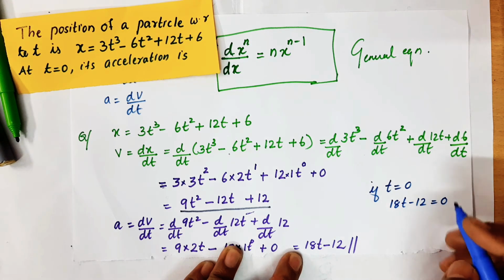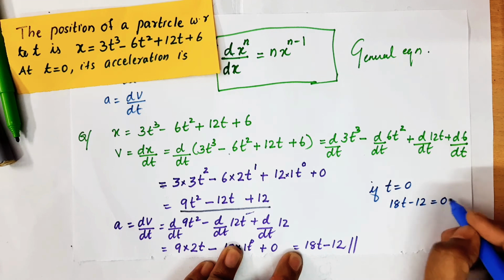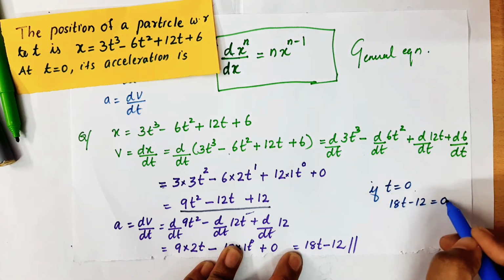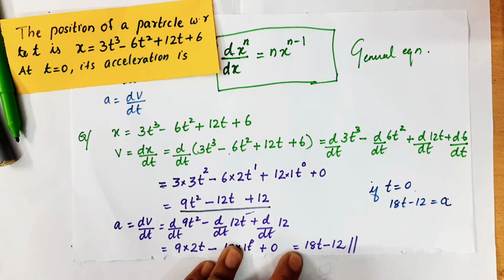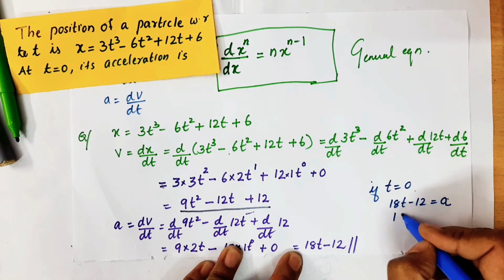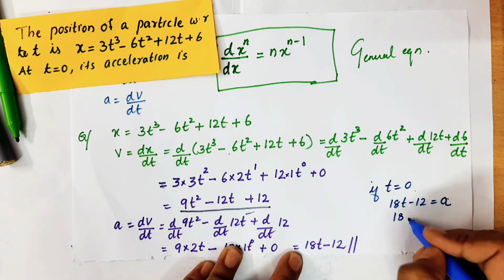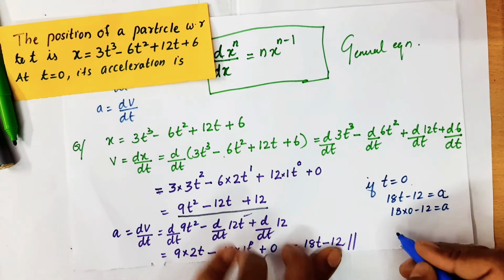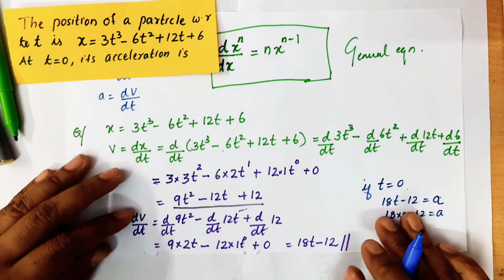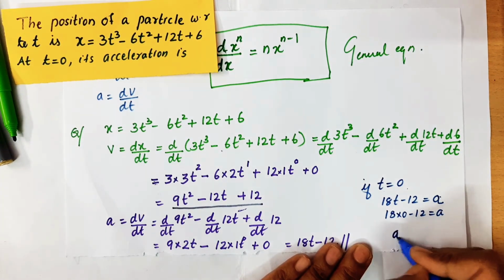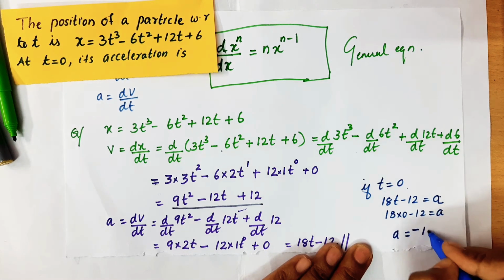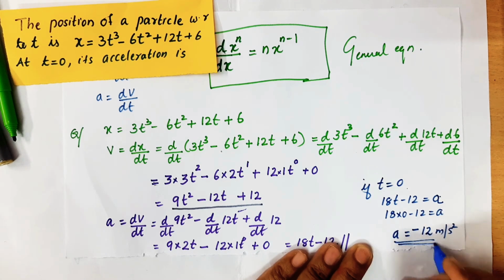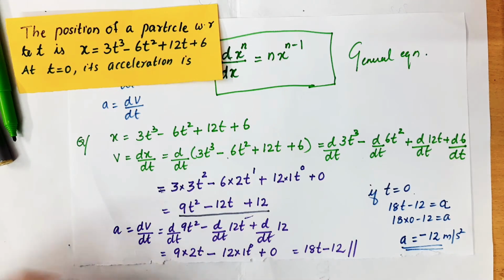Therefore, we can write here, if t equal to 0, 18t minus 12 equal to a is the equation here. So I can write 18 into 0 minus 12 equal to a. So what is your acceleration? Can you tell me? A is equal to minus 12 meter per second square.